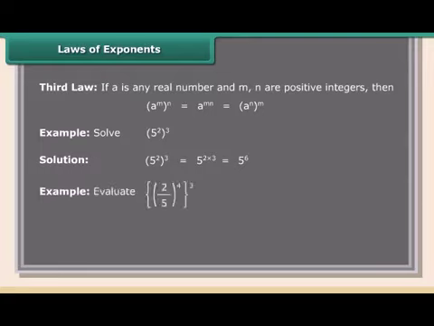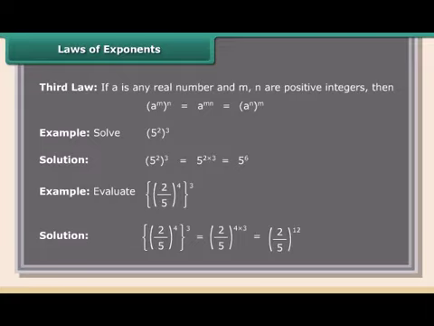Example: evaluate (2/5^4)^3. Solution: (2/5^4)^3 is equal to 2/5^(4×3), which is equal to 2/5^12.